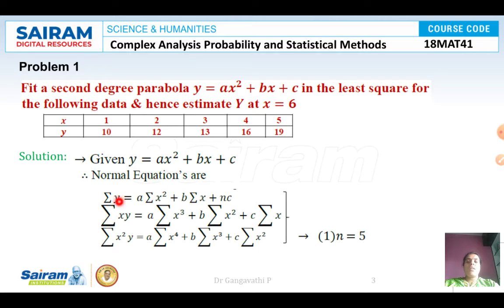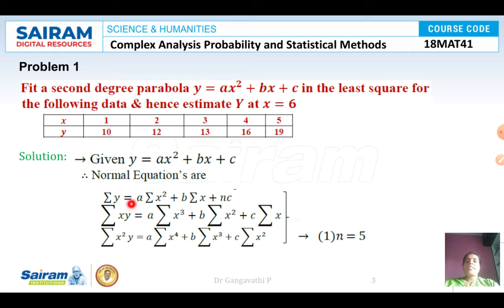As usual, you have to write all the normal equations first. Even that will have a weightage in the evaluation procedure. So summation y is equal to a summation x square plus b summation x plus n into c. Then multiply the equation by x and then take the summation, you will get this normal equation. And multiply the equation by x square and then take the summation. This is the normal equation we get.